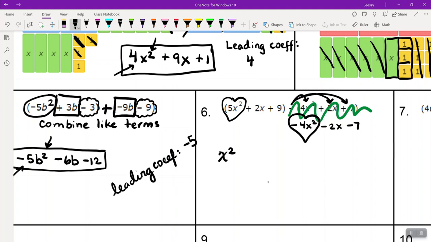Which ones are linear terms? Okay. And what do you get when you combine a 2x and a negative 2x? 0, right? They cancel, they're a 0 pair. They have opposite signs, so they cross out. And now the constants, what's 9 and a negative 7? So there you go, all that work for this.